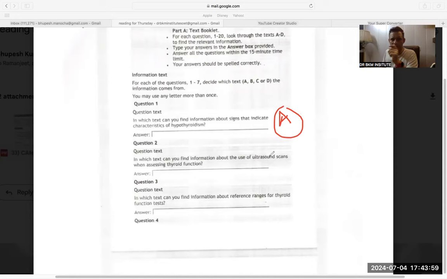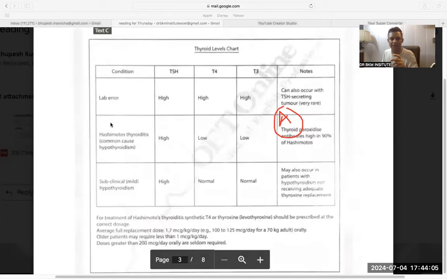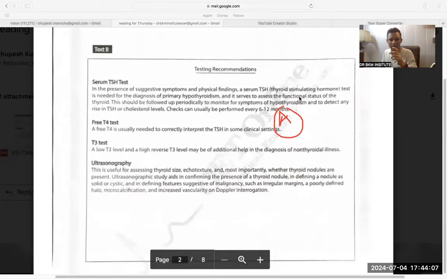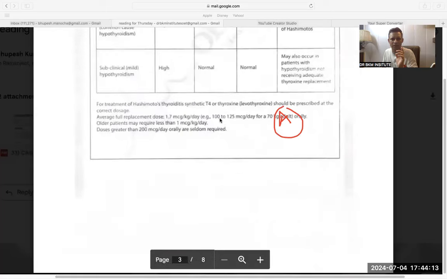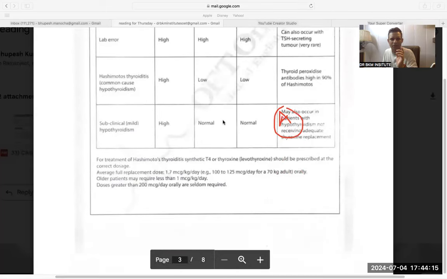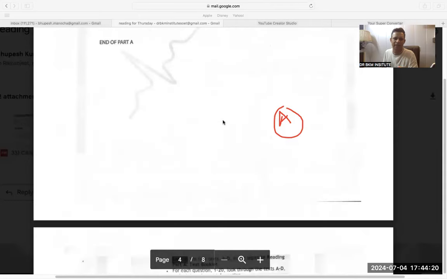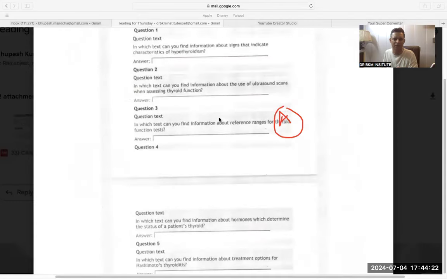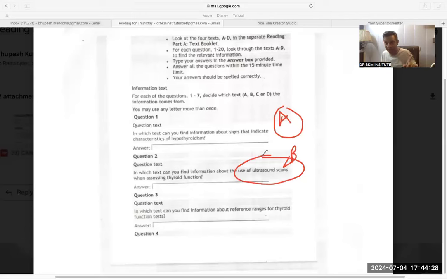Ultrasound scans when assessing thyroid function. We read the words assessing thyroid function here, and by chance the diagnosis word is also given. So I will take B, or otherwise if I can find the ultrasound word, that would be really the main thing. But if I don't find the time, my answer should be B. So second, I am doing B, but I am not sure because I haven't found this easy word. This question I will never leave.